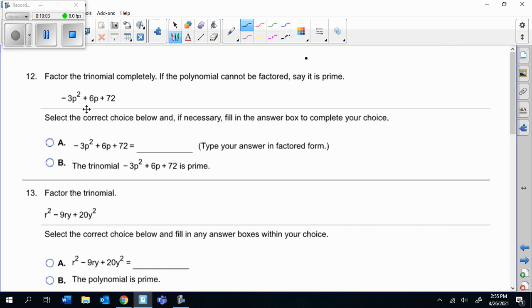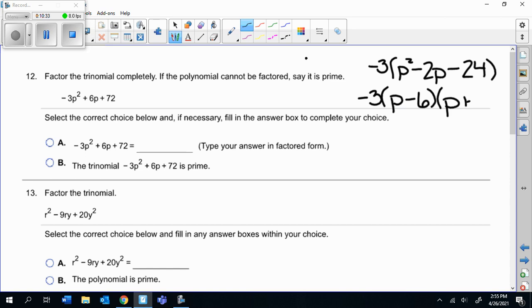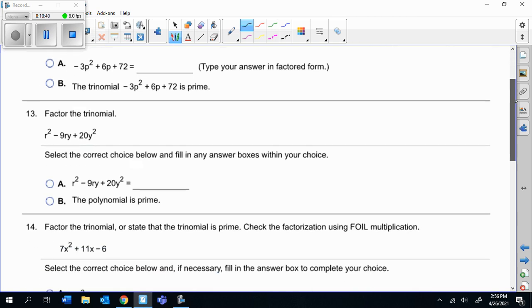Factor the trinomial completely. And so I see that all three of those are divisible by negative 3. So we have p squared minus 2p minus 24, since negative 3 goes into 72 negative 24 times. All right, that negative 3 comes straight down. Two factors of 24 that add up to negative 2 are a negative 6 and a positive 4. And you've seen me list those factors over and over again now, so I just jumped right there.